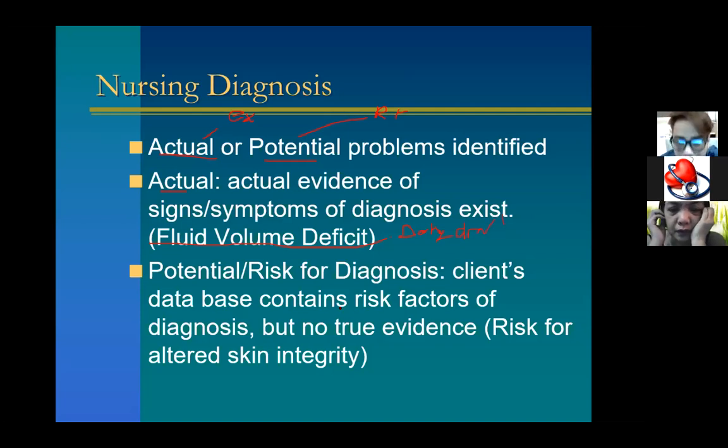Ayan. Okay? And then you also have your potential. So when you say potential, these are the foreseeable or the possible. Okay? So for example, the client's database contains risk factors of the diagnosis but not true evidence. Let's say for example, risk for altered skin integrity. Ayan. Sir, kapag ba sinabing risk, dapat ba meron kang cues? Sir, pag ba sinabing risk, dapat ba meron bang manifestation? Pwede. But that manifestation should support na there's a possible problem.